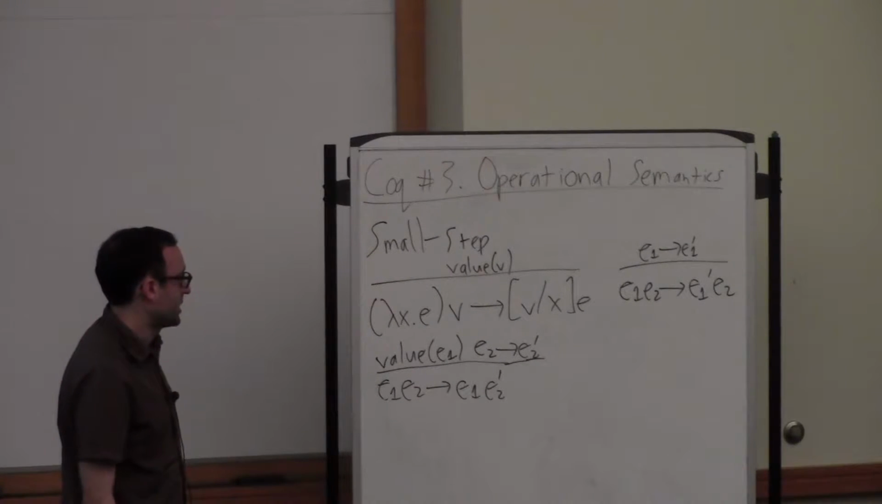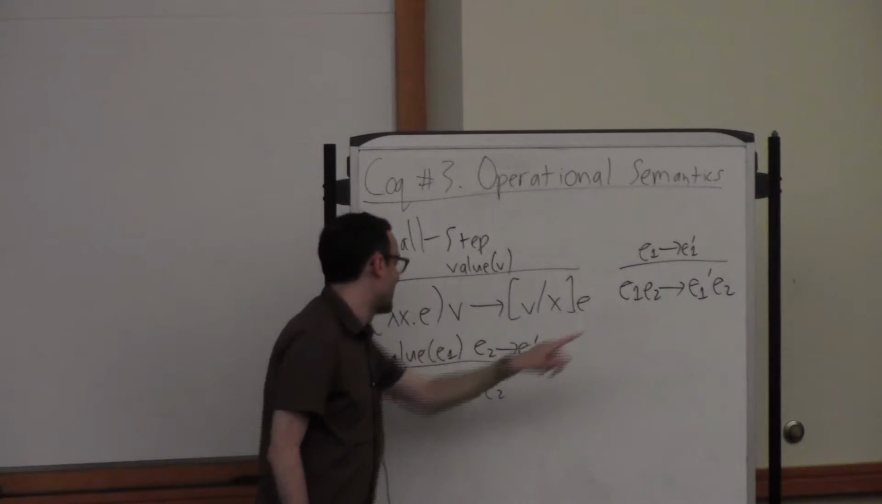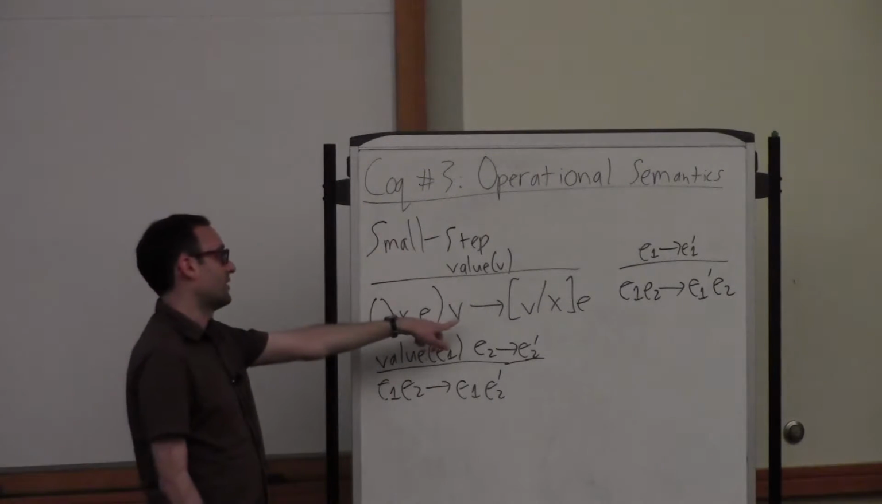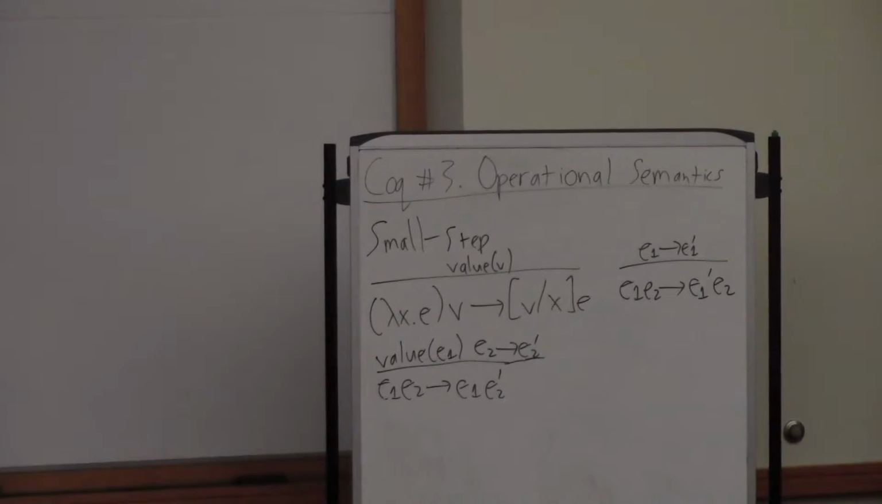So this forces us to evaluate the function position first, then the argument position, and then when both are done, we can apply this rule that actually substitutes inside the body of the lambda expression that we came up with.